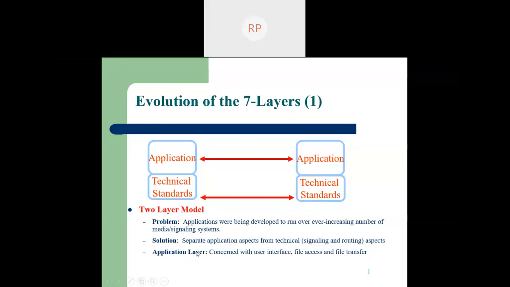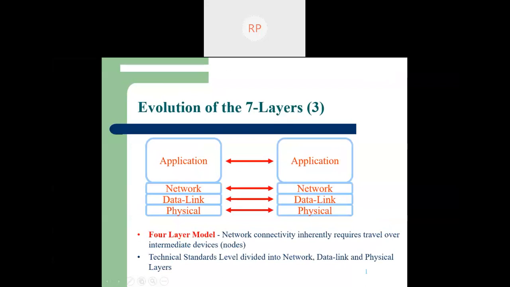The application layer is concerned with user interface, file access, and file transfer. So you have to define the functions for the application layer like that. So what is the problem and what is the solution? When technical standards and applications are mixed, that is the problem. The solution is to add one layer, the application layer, with functions like user interface, file access, and file transfer. Next, a four layer model.